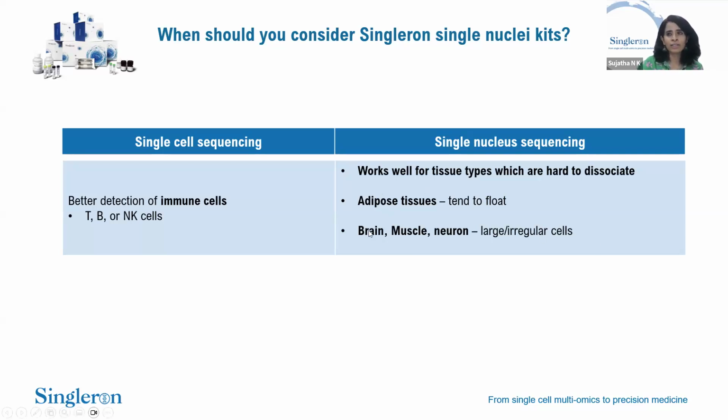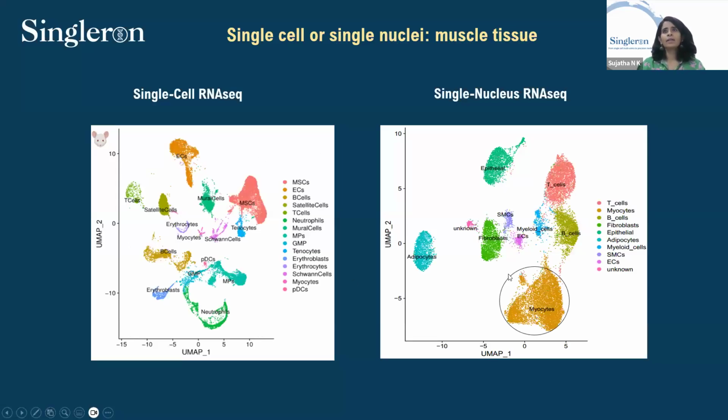Similarly, for large or irregular cells of interest from brain, muscle, etc. These are, again, samples that, depending on the research question, you could choose to do single cell or single nuclei sequencing. Just to highlight an example, this is using muscle tissue from mouse. If you did single cell sequencing, you would pick up all of these different cell types. So the immune cells, which if that is your research question of interest, you must do single cell. But if your research question of interest are muscle cell types like the myocytes, they may be lost in the single cell workflow just because of their shape, or because they're too sensitive to the process. So then you can consider doing single nuclei RNA-seq.